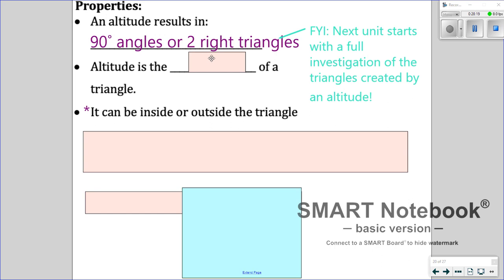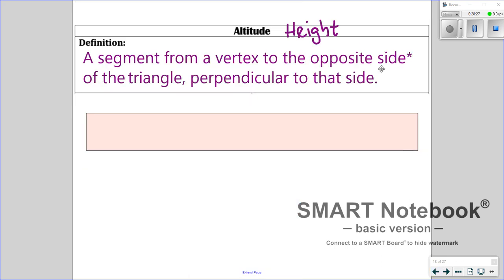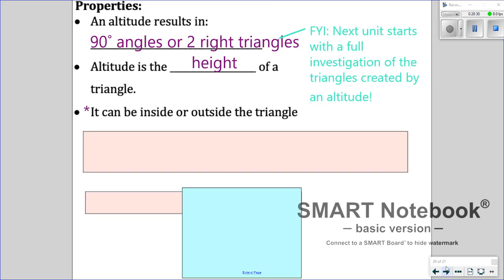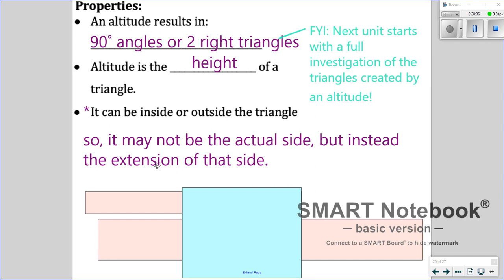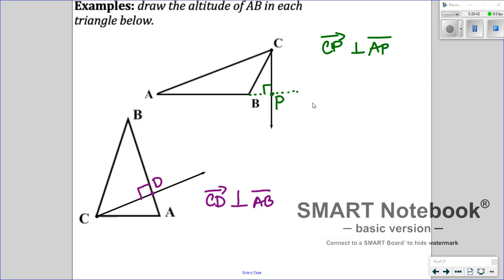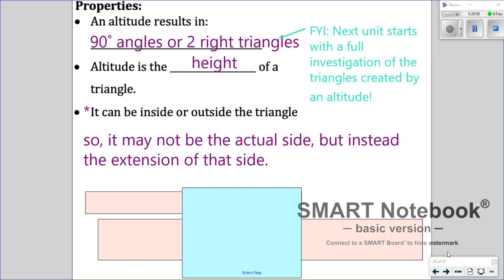But altitude is the height of a triangle, like I mentioned to you before. And there was a little star when we were talking about the definition about the opposite side. So it says the altitude can be inside or outside the triangle. So it may not be the actual side, but instead it's the extension of that side. So going back to that diagram where we had the altitude outside the triangle, I said to you, extend the base so that the perpendicular line, the altitude, intersects with the base that is extended. So that's what that means. It can be inside or outside the triangle.